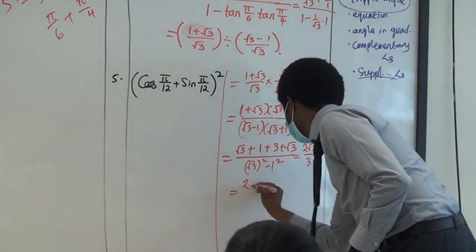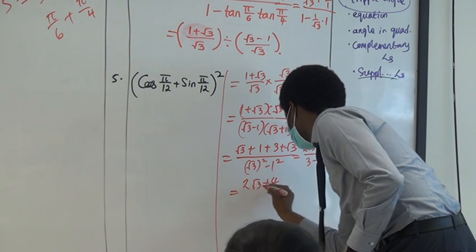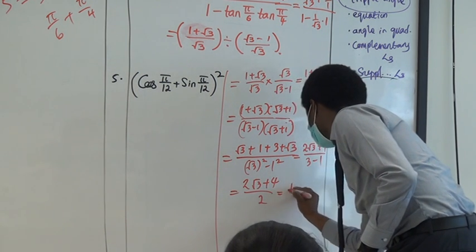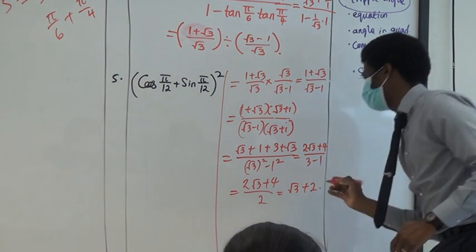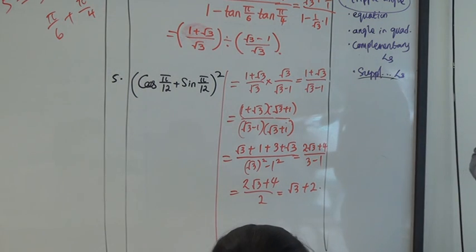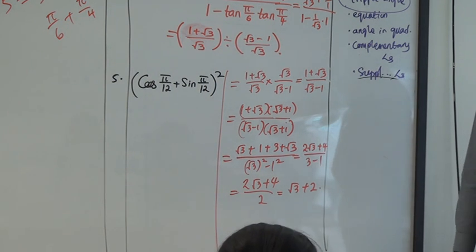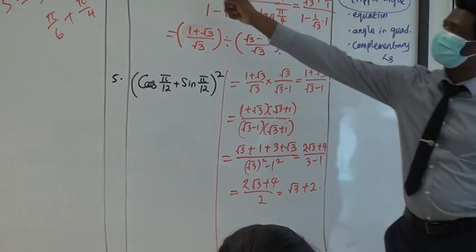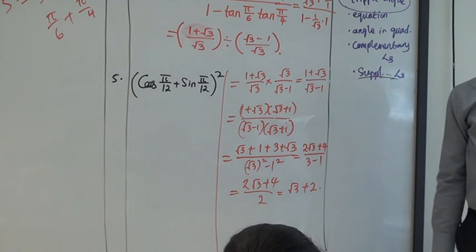So 2 root 3 plus 4 divided by 2 gives what? Root 3 plus 2, or 2 plus root 3, depending on which comes first, depending on the format expected. If no format is specified, this is okay. So if you put this in your calculator, check if you have this.